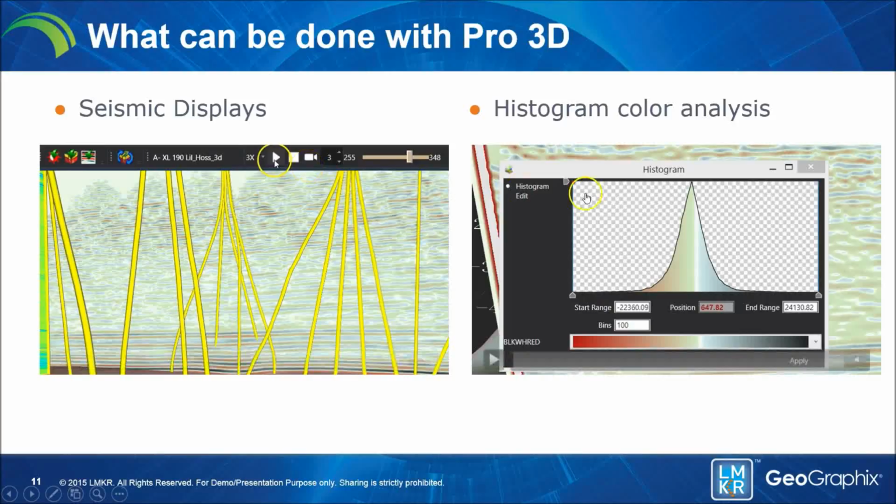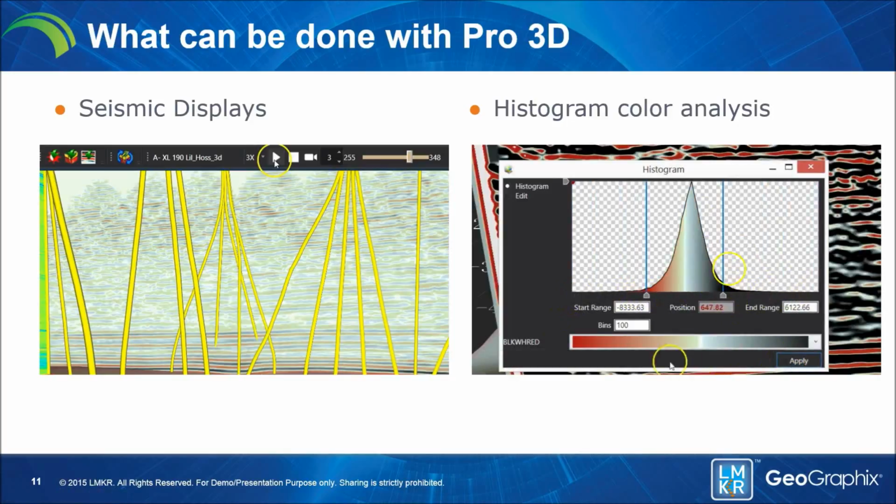Now, I just mentioned histogram, so I might as well talk about it. Histogram color analysis. This is pretty nifty. For any surface, any of the seismic, or any of the cross-section, you can manipulate the colors and manipulate the start and the end ranges right within the 3D scene. As you see right over here, we are doing it for the seismic.